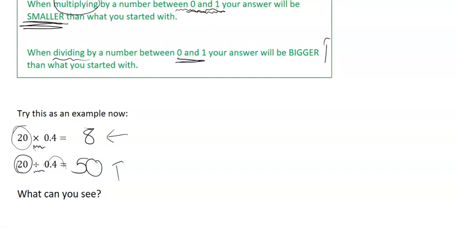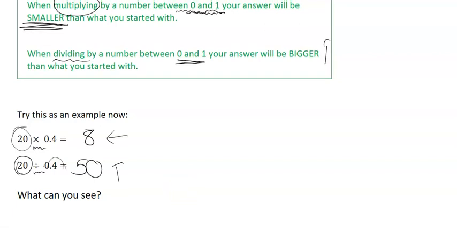Please be aware that you need to always ask yourself, how reasonable is your answer? So always ask yourself how reasonable, so that you can estimate what your answer should be, certainly bigger or smaller than what you started with.